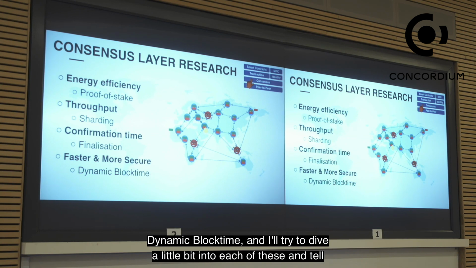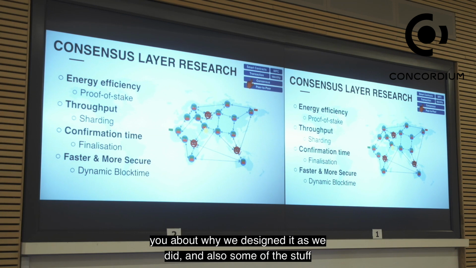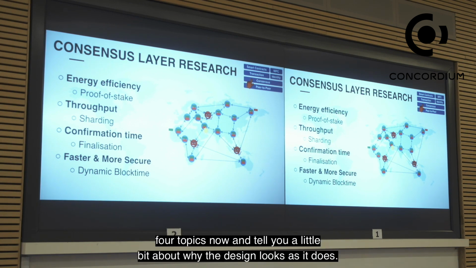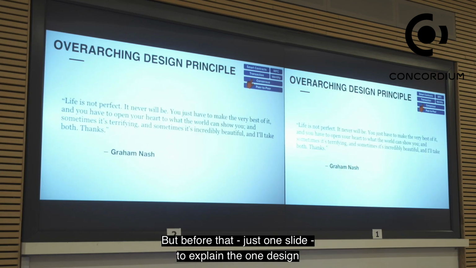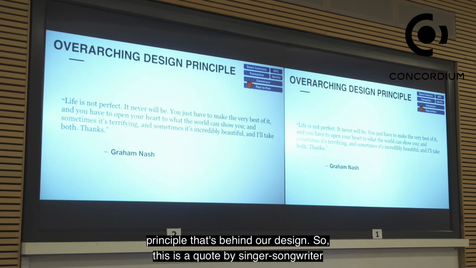And I'll try to dive a little bit into each of these and tell you about why we have designed it as we did, and also some of the stuff that's upcoming for the development teams. So I'm going to dive into these 4 topics now and tell you a little bit about why the design looks as it does. Okay? But before that, just one slide to explain the one design principle that's behind our design.